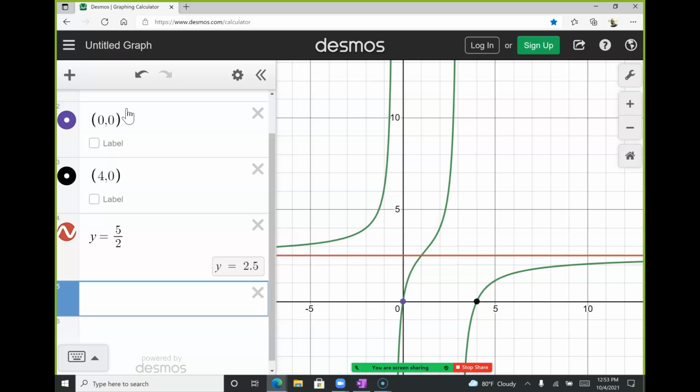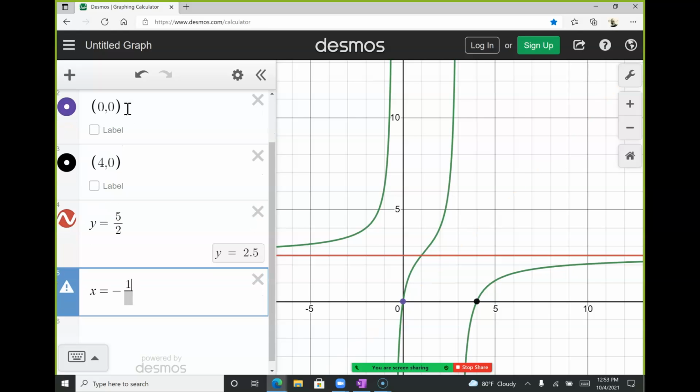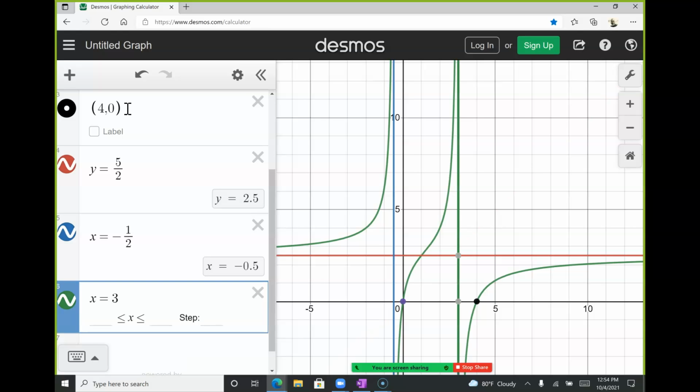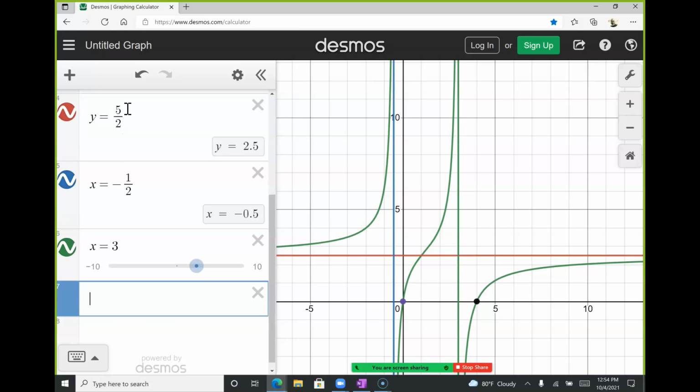I got two vertical asymptotes: x equals negative 1/2 and x equals 3, right? So there are my vertical asymptotes. A graph will never cross a vertical asymptote. It's because it's where the graph doesn't exist. You can't plug in that value to the function. You can't get a height at that function.